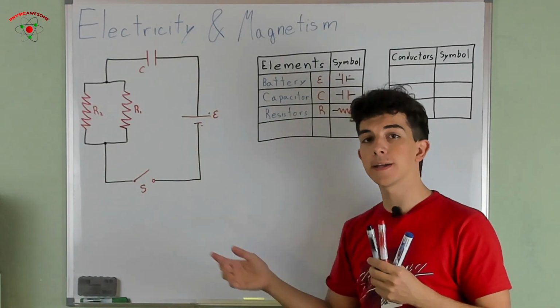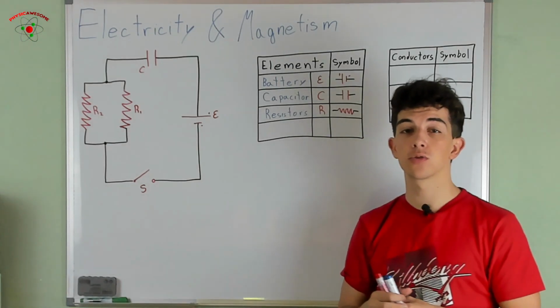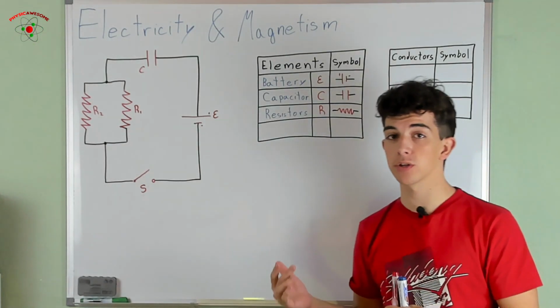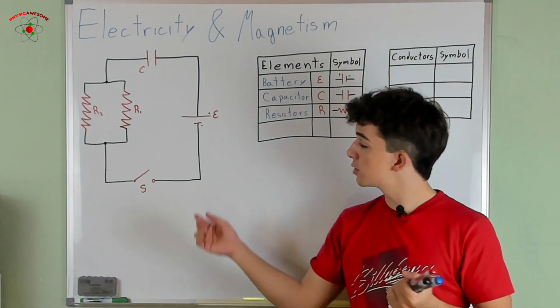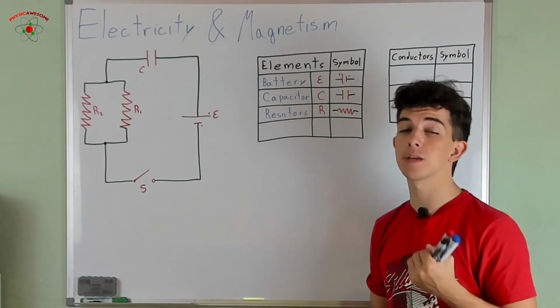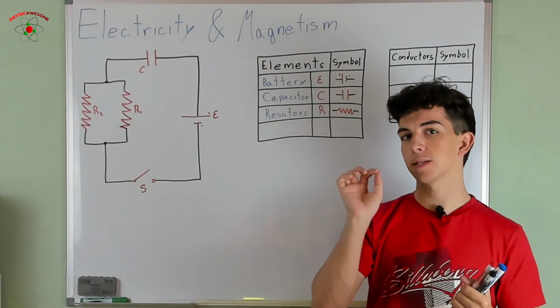And finally, we have the switch. The switch allows us to start and stop our circuit. And when the behavior of the circuit is time dependent, it's very important to have a switch in our system so that we can set some specific time to be time 0.